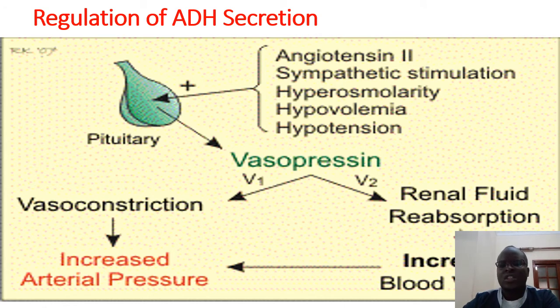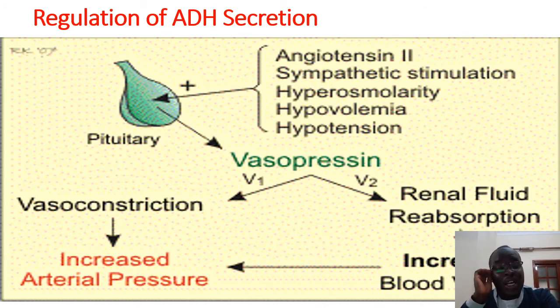And of course, I told you that angiotensin 2 also acts via the phospholipase C pathway, via the activation of G protein-coupled receptors that will increase calcium levels, and then that calcium will encourage exocytosis of ADH. Sympathetic stimulation, of course, is also going to stimulate the release of ADH. Then hyperosmolality: if there is hyperosmolality, you know that the extracellular fluid is highly concentrated, and that can stimulate the osmoreceptors, so the secretion of ADH is going to increase.